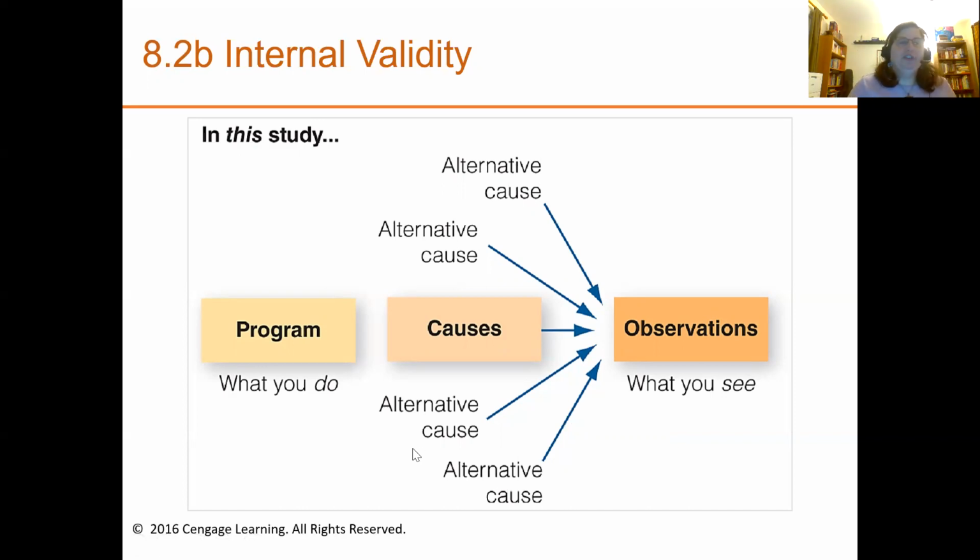So in this particular example, we have a program, we have whatever we're doing, our manipulated IV, and we have our observation, what we're seeing, and between them we have the cause that we're trying to prove, but then look at all these other alternative causes that we have to account for. Okay.